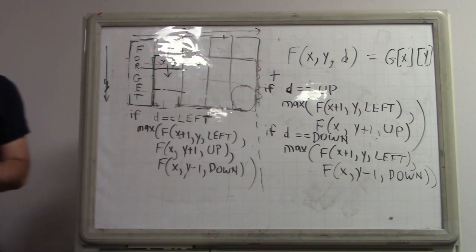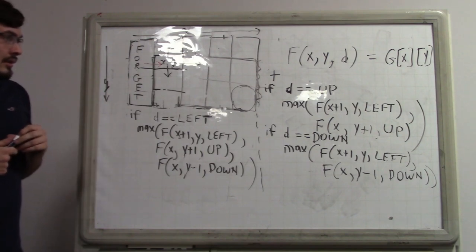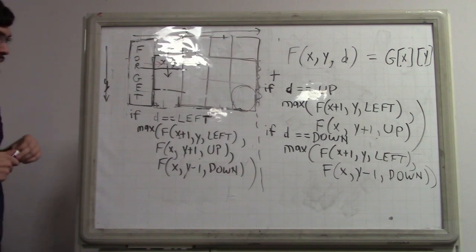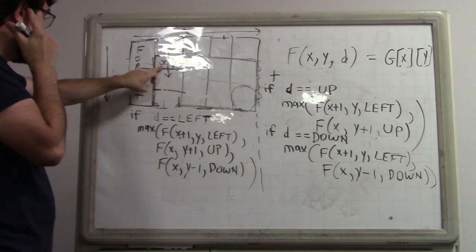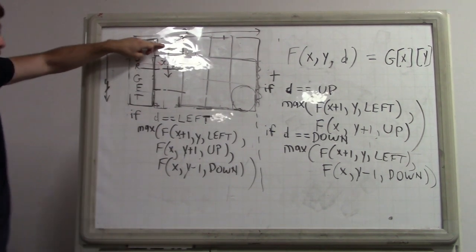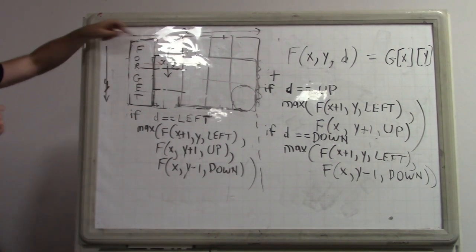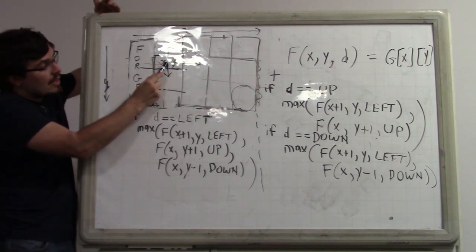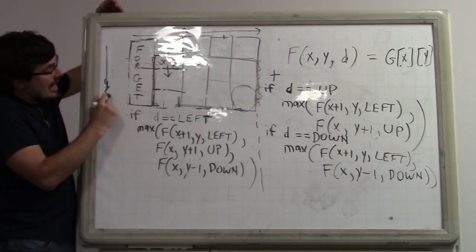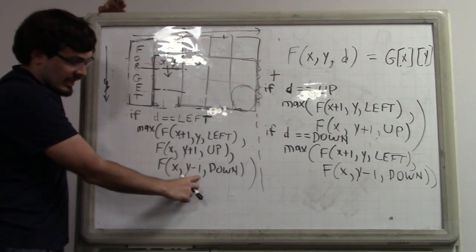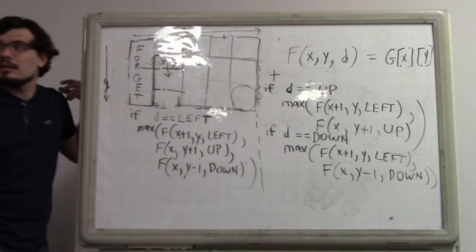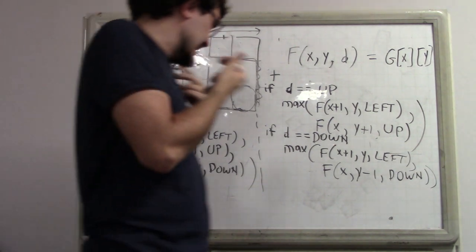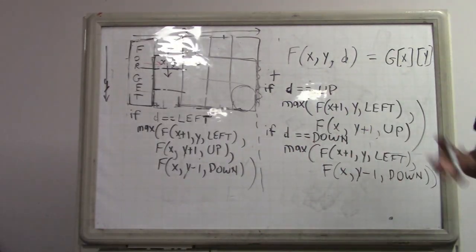And in that case, D equal to left, the second condition is x comma y plus 1 comma down, right? Because we came from... Let's see. If D is left, if we came from the left, and we choose to now go up, then y will decrease by 1, and we will have come from below to this cell. That's why this is that. Does that make sense?